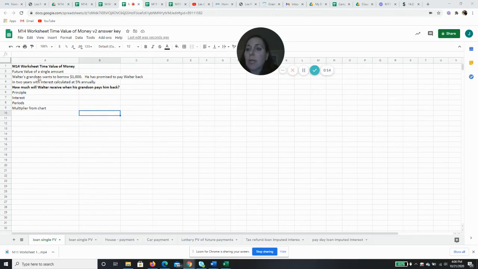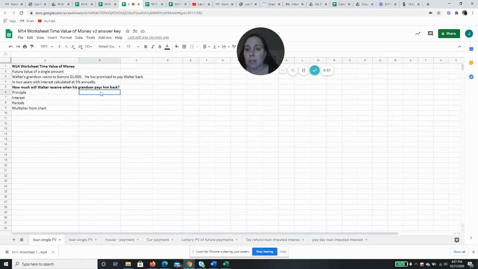Okay, so in this situation, we have our friend Walter who has a grandson who wants to borrow $1,000. He's promised to pay Walter back in 2 years with interest calculated at 5% annually. So there won't be periodic interest payments. It's just in the future, Walter will get some amount that we're about to calculate back from his grandson.